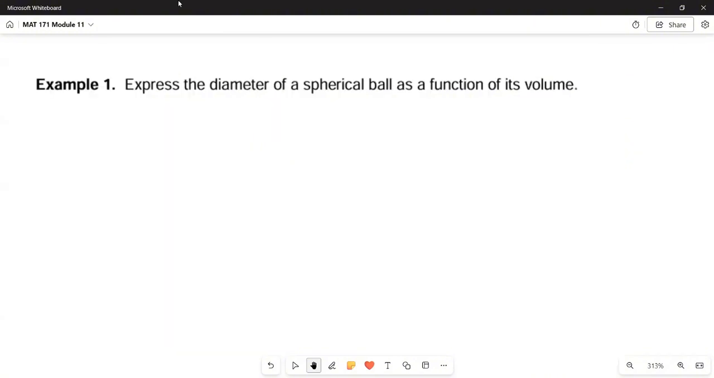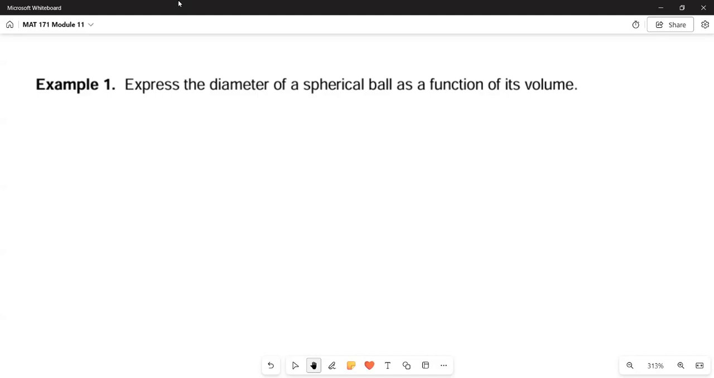First, we have here expressing the diameter of a spherical ball as a function of its volume. So to solve that, let's use our guidelines from earlier. Let's use the steps in solving maximum and minimum problems, the 5 steps. So first, it says identify all quantities given or quantities to be determined. Then sketch.